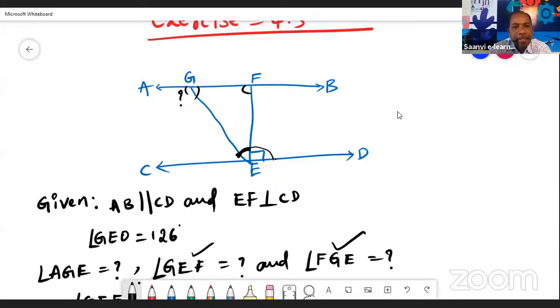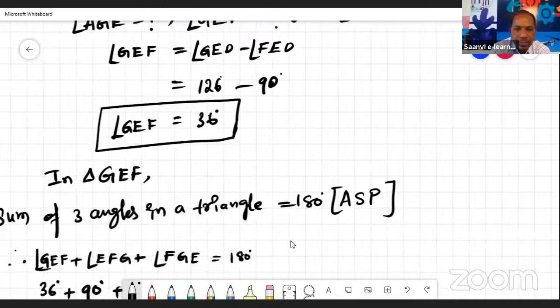To find this angle, see, this is the exterior angle of this triangle now. This angle AGE is the exterior angle of this triangle. So here we have to apply the exterior angle property. Exterior angle AGE is equal to the sum of its opposite interior angles. It means GEF plus EFG. The sum of its opposite interior angles are this angle, GEF, and this angle, angle EFG.